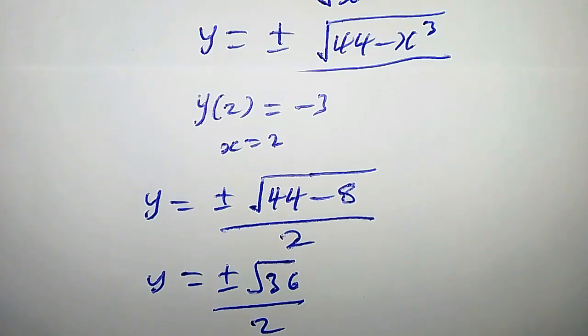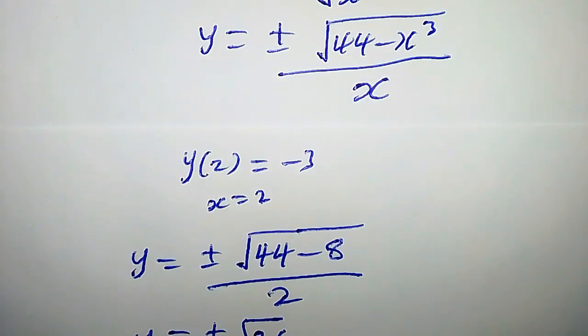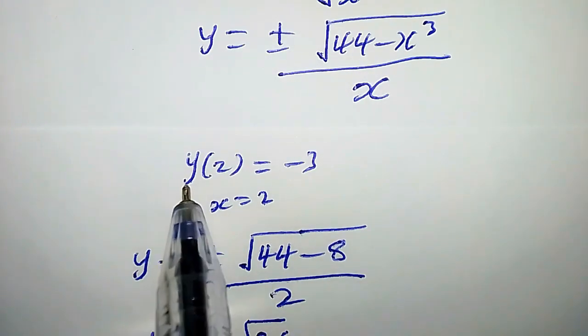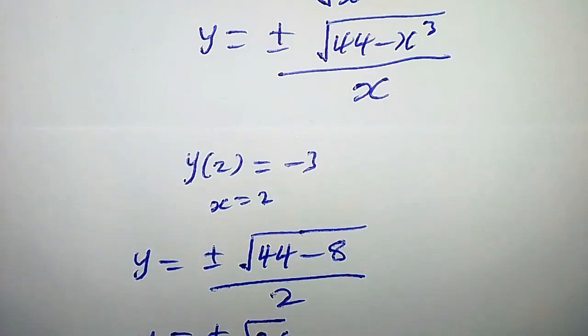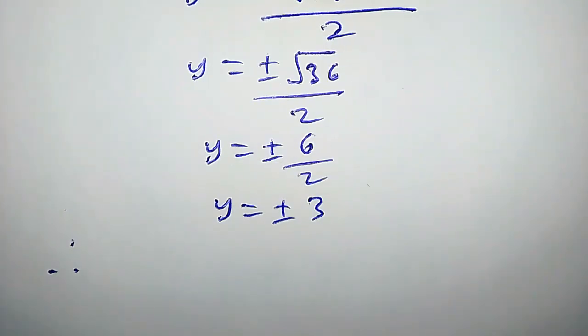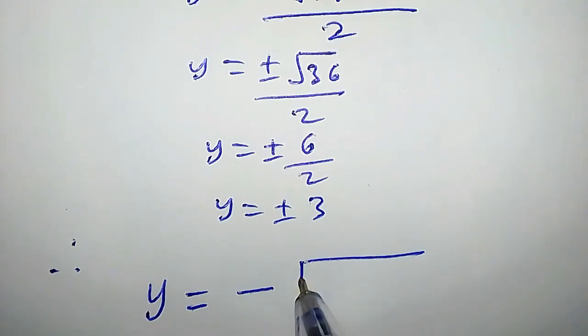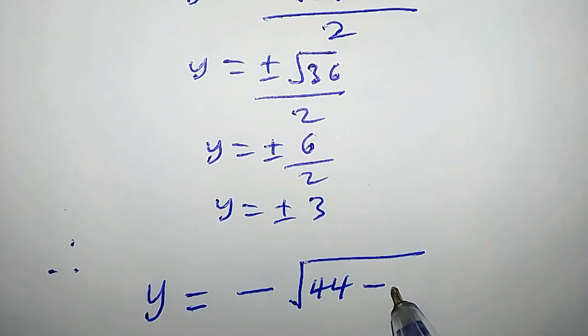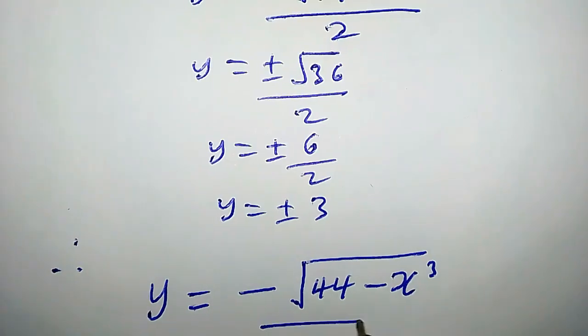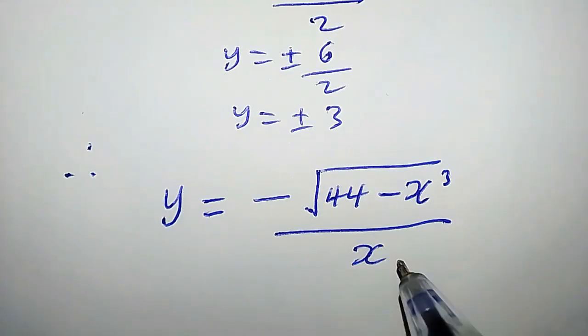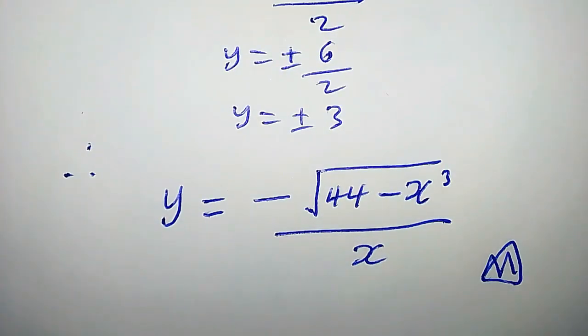Now, if we carefully consider the initial condition that we have, y is equal to minus 3. That means, therefore, the required solution has to be y equal to minus square root of 44 minus x cubed over x. This is the required solution. That's it.